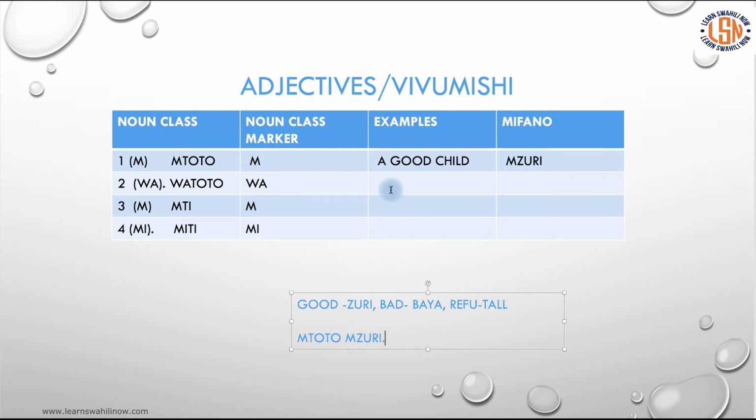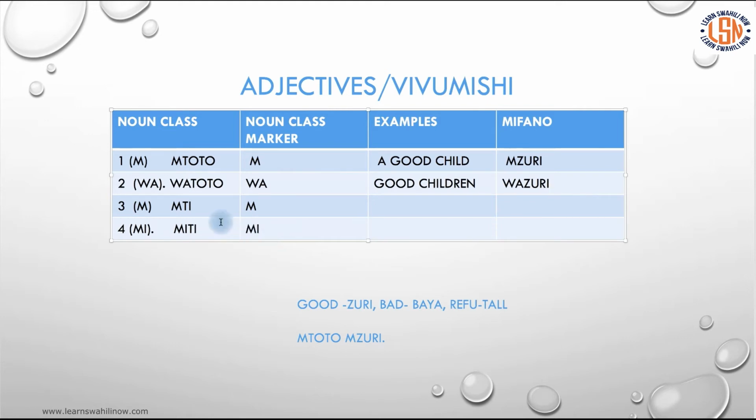Okay, as opposed to, let's see, good children. So that would be wazuri. I simply take this noun class marker WA and affix it to the zuri.